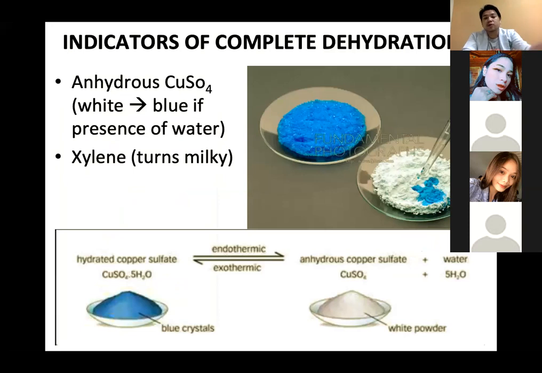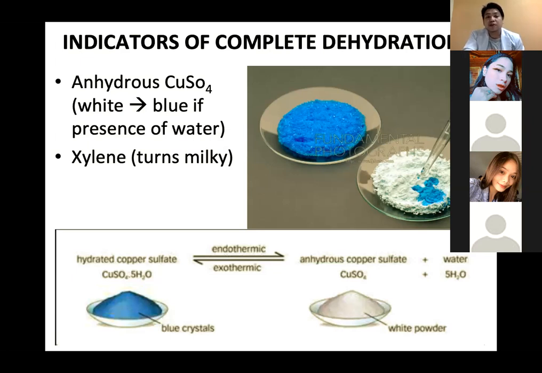So how do we know that we have already completed the dehydration process? So we have two steps, class. First is the anhydrous copper sulfate. Okay, this is a powder. It's a white powder which turns to blue in the presence of water. Okay, this procedure, class, is already obsolete, but it still came out sa board exam. Okay, it's a powder indicator for complete dehydration. It's anhydrous copper sulfate. It turns blue in the presence of water.